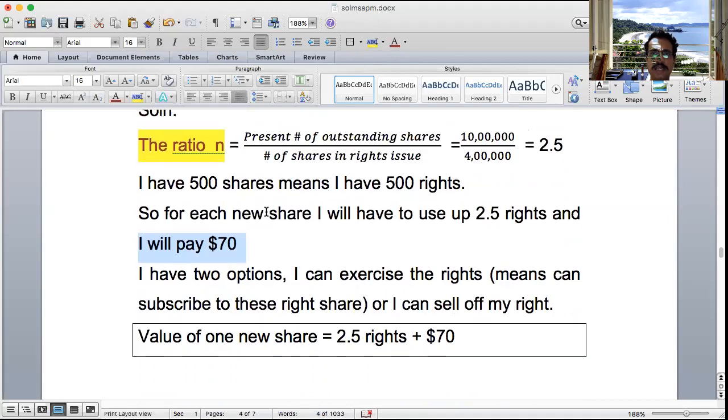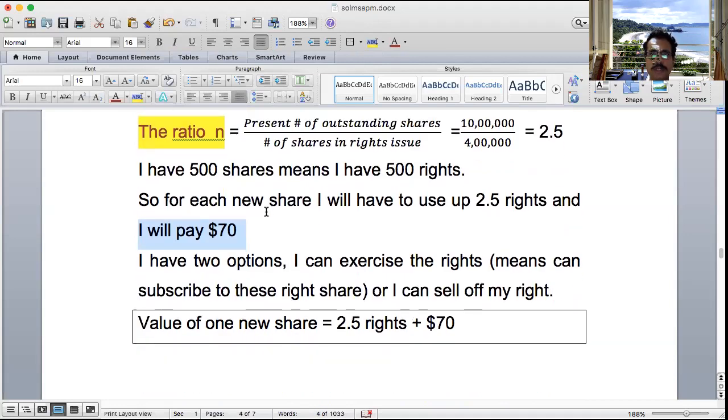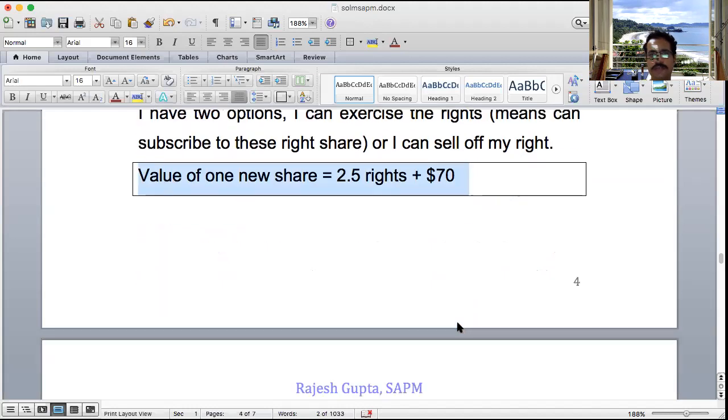That means I am getting those shares at a less than market price as my rights. So I have two options. I can exercise a right, which means I can get those shares from the company at rupees 70, or I can sell off my right. Rights are tradable, right? So, what is the value of the new share in that case? Since I have to utilize my 2.5 rights per new share, and I also have to pay 70 bucks for that new share, the value of new share should be 2.5 rights plus 70.